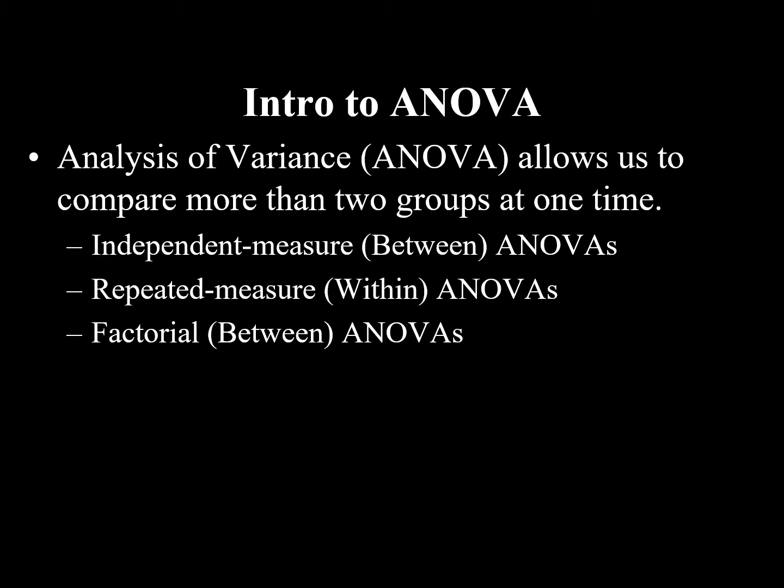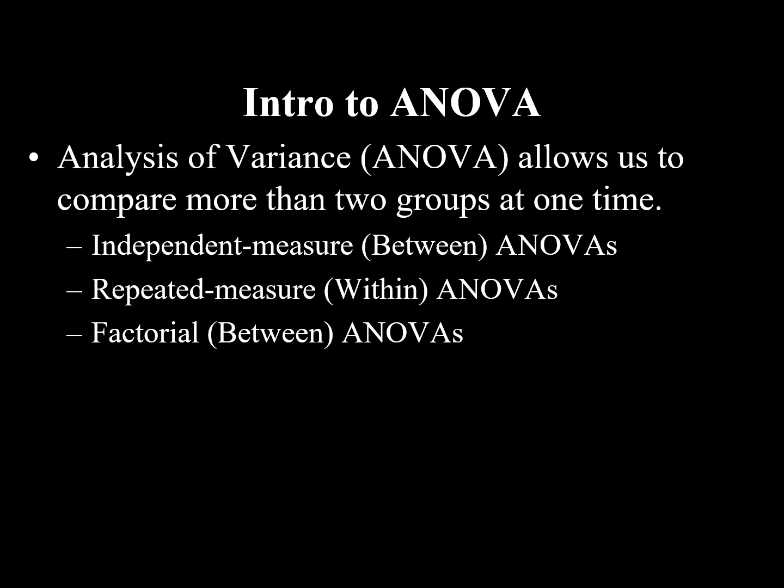And again, it breaks down very similarly. If we have an independent measures between subjects ANOVA, that means we have a single IV with three or more levels, and the people in those levels are different. We have the repeated measures or within ANOVA. In that case, again, we have an independent variable with three or more levels, and each person within each condition is the same person going through condition 1, 2, and 3, or however many you have.